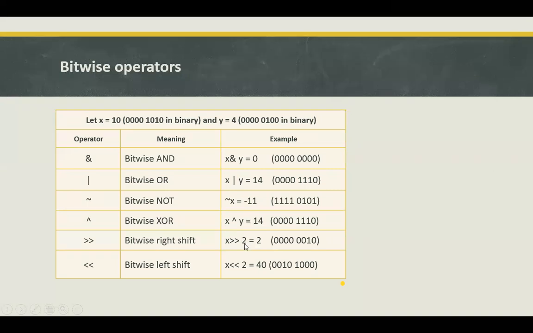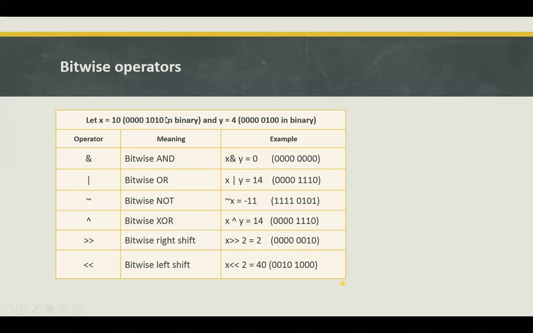Bitwise right shift: how many bit numbers? 2 bits, 2 bit right shift. So these 2 bits are removed because it is shifted to the right side. So 0 0 1 0, and these 2 bits are removed from here. So obviously the value is 2. 1, 2. So the output is 2.